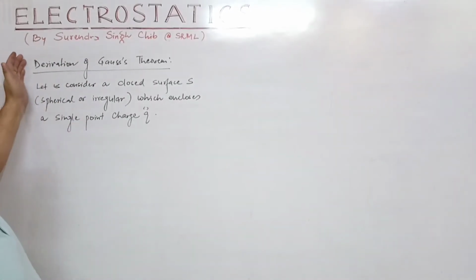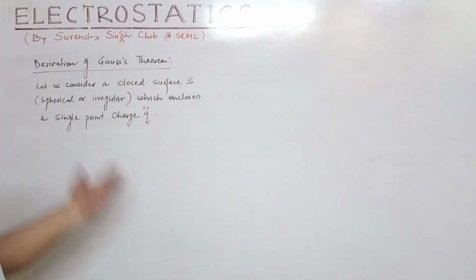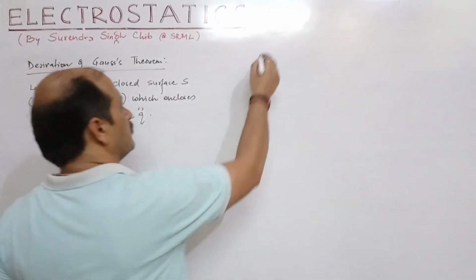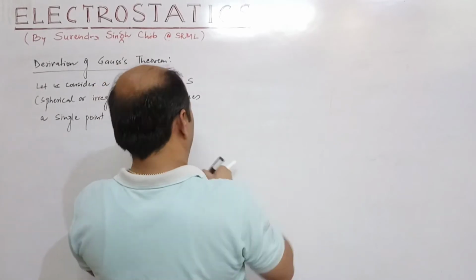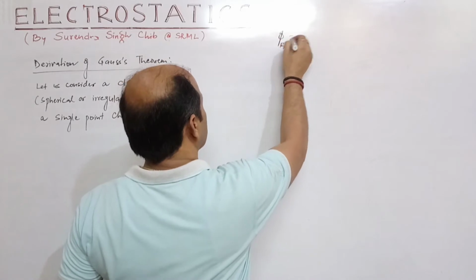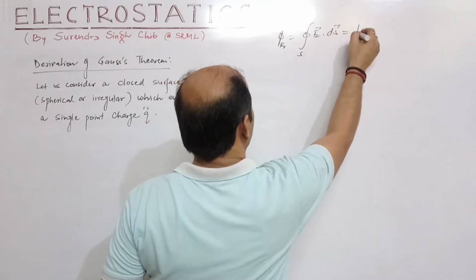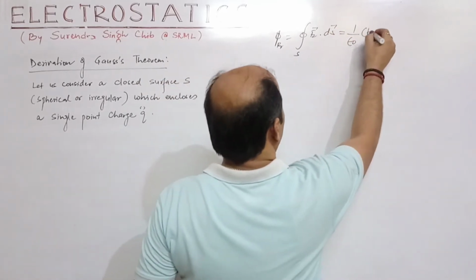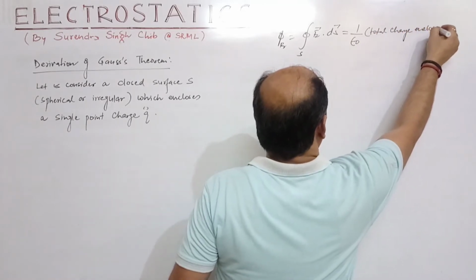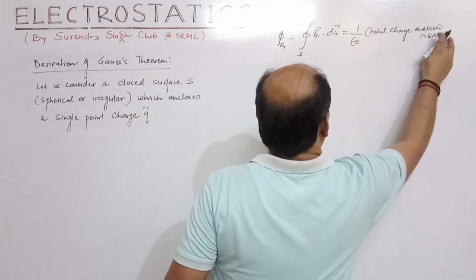Today's topic is derivation of Gauss's theorem. In the previous lecture I told you about Gauss's theorem. What was Gauss's theorem? It was simply: electric flux equals the surface integral of electric field over an enclosed surface, equals 1 upon epsilon naught times the total charge enclosed inside S.